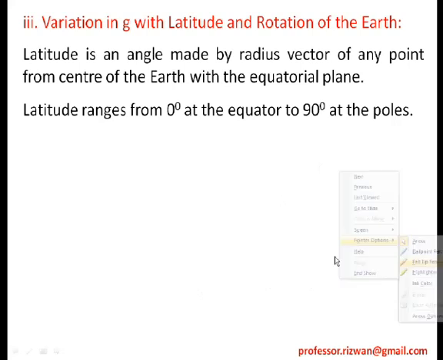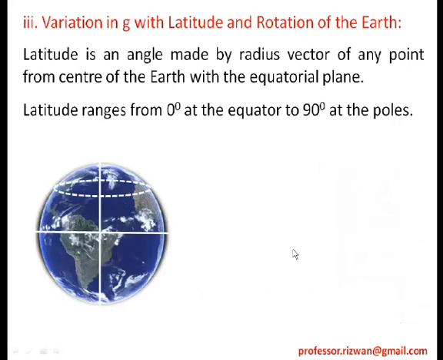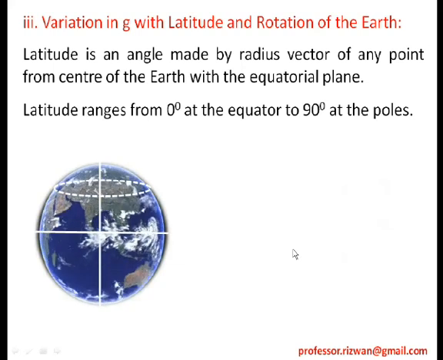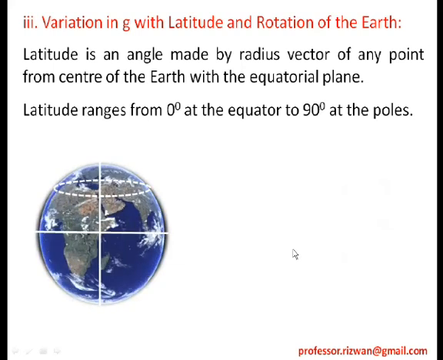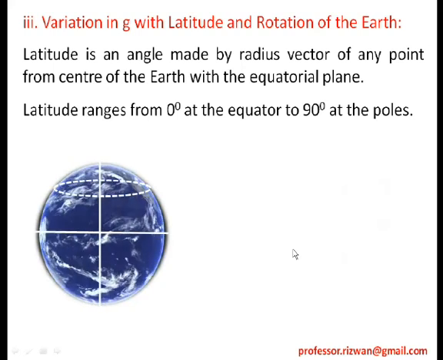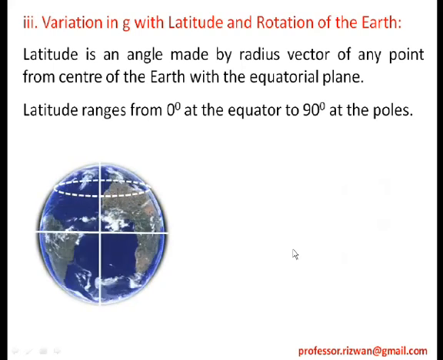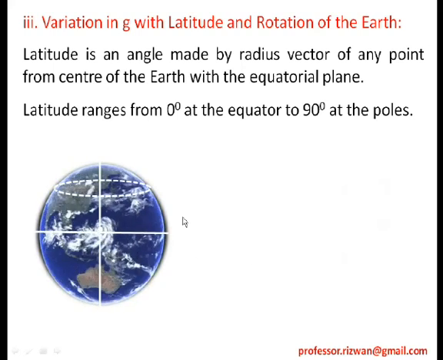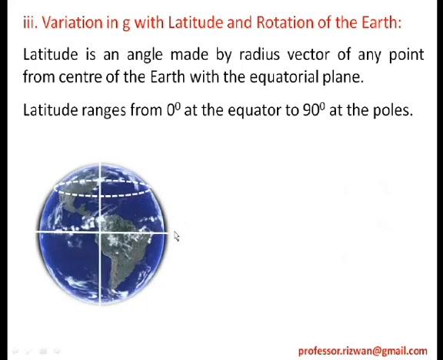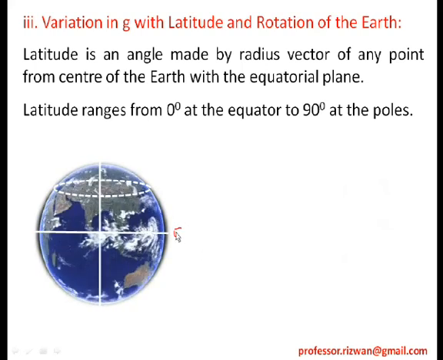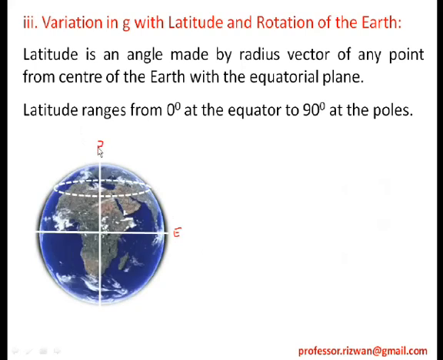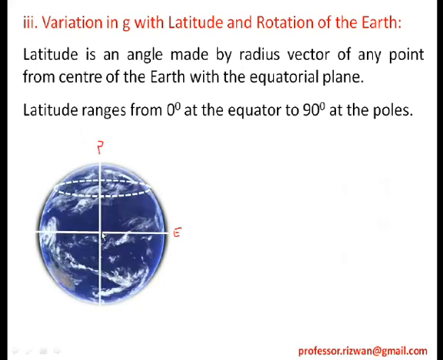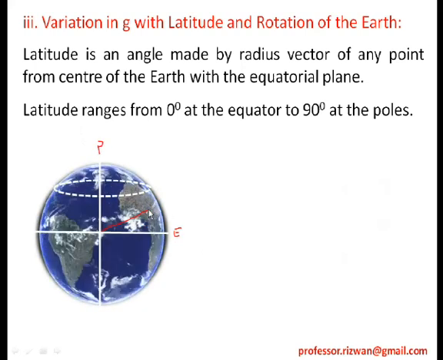Now, we'll try to understand the meaning of the latitude and how exactly it differs from equator to pole. So this is earth rotating from west to east, and this is an equatorial line, and we know this is the north pole and south pole. Now this is a plane and a line which is making an angle with this equatorial plane.